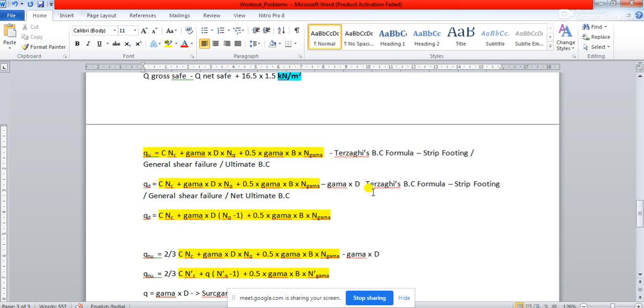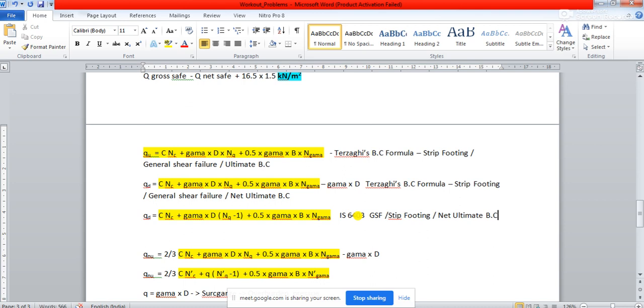So this formula is for Terzaghi's, this is given as per IS 6403, right? And this is for GSF, general shear failure, and this is for strip footing. This actually gives the net ultimate BC, bearing capacity.